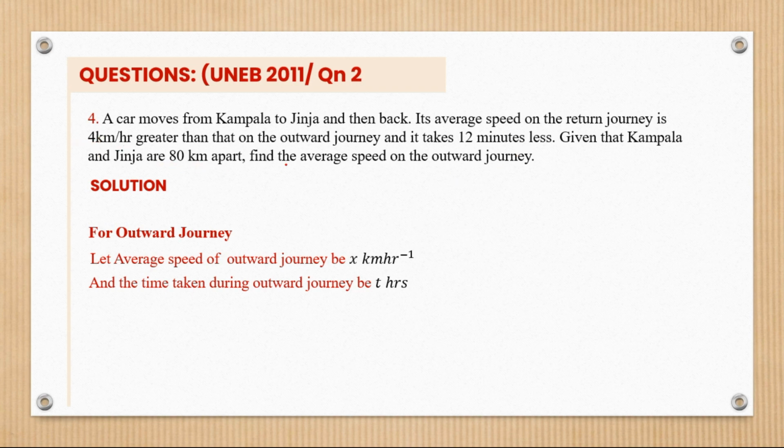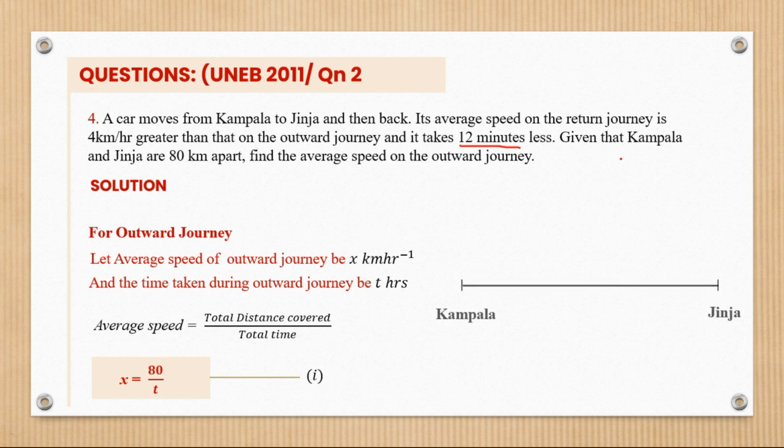So we're going to convert everything to hours, and that will include these 12 minutes right there. So the time taken for the outward journey is basically going to be equal to t hours. Now we know that the average speed is equal to total distance over total time, and then we already know that x is going to be equal to 80 over t for the outward journey. So x is that average speed, 80 is the distance from Kampala to Jinja for the outward journey, and the total time taken is t, just as we've let it.